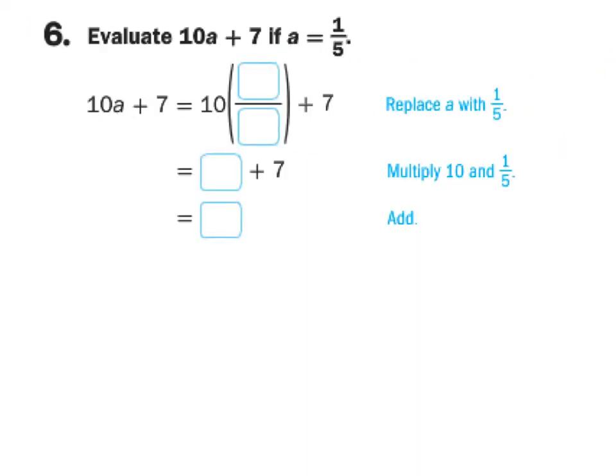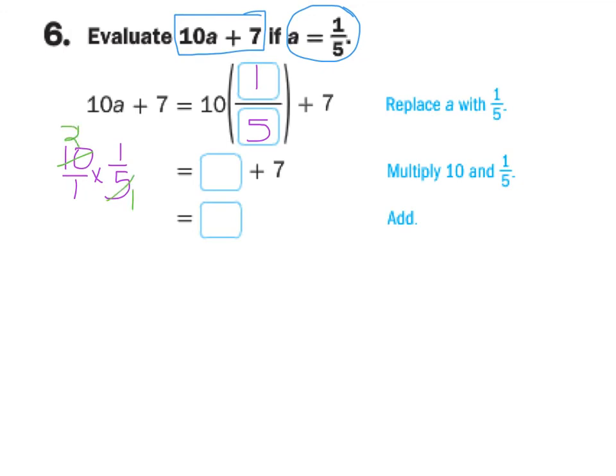So let's try this one. They want us to take 10a plus 7, and they want to evaluate it as if a is equal to 1/5. So we'll put in our 1/5, and in order to do that, we're going to do 10 over 1 times 1/5. And when we do that, we can simplify. 5 goes into 5 once, 5 goes into 10 twice, and 1 times 2 is 2, and 1 times 1 is 1, so our answer is 2. And then we'll add 2 to 7, and we'll get 9.